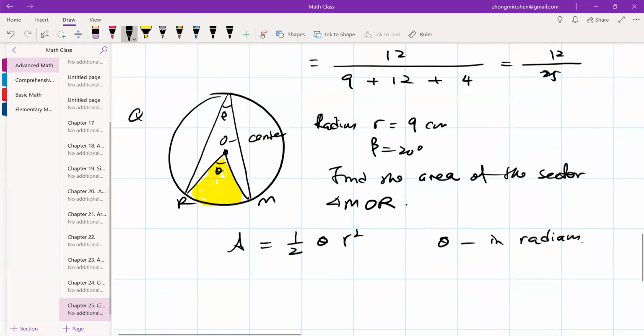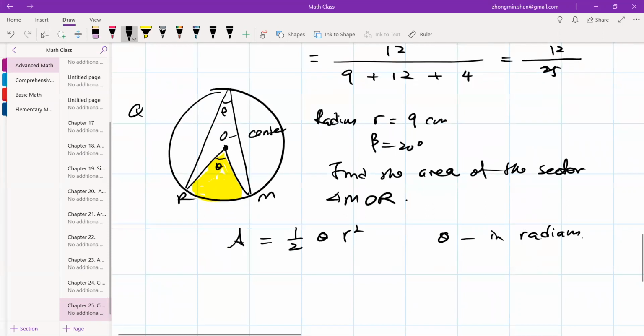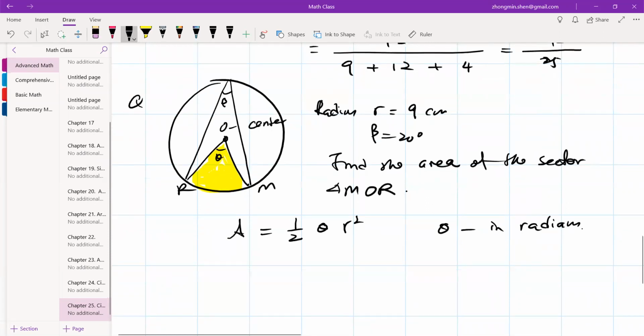So the next step, what do we have here? This is almost a straightforward problem. It's a two-step problem. You're not given the theta directly, but you're given beta. So theta is going to be double the beta, which is 40 degrees. But 40 degrees is in degree measure, so you have to convert it to radian measure.